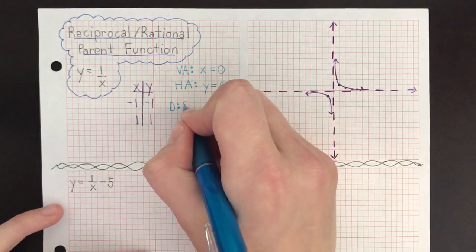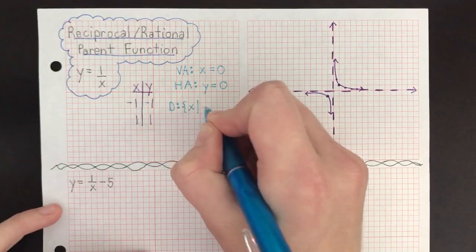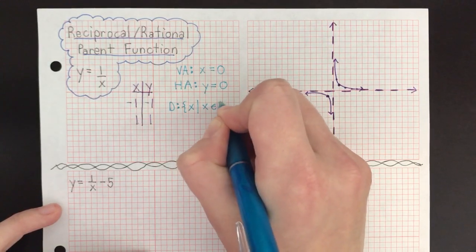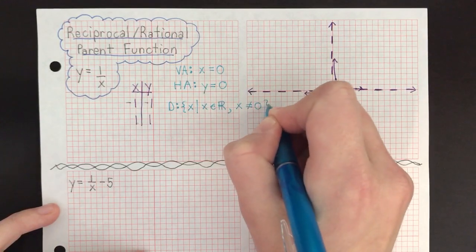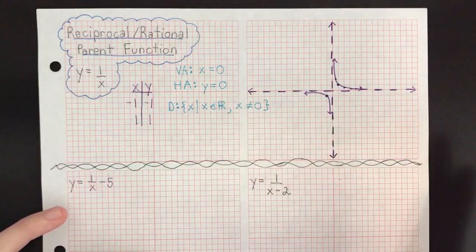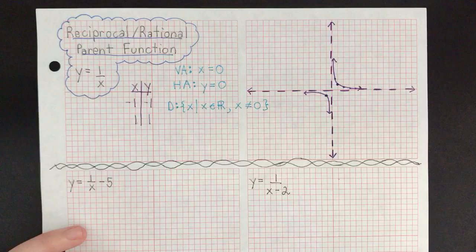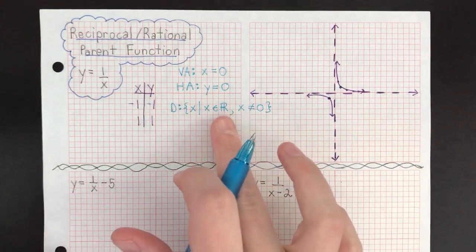So how we say that in set notation is x such that x is an element of all the reals except x cannot equal 0. It uses every single other x value except 0. Okay, so that's the domain in set notation.